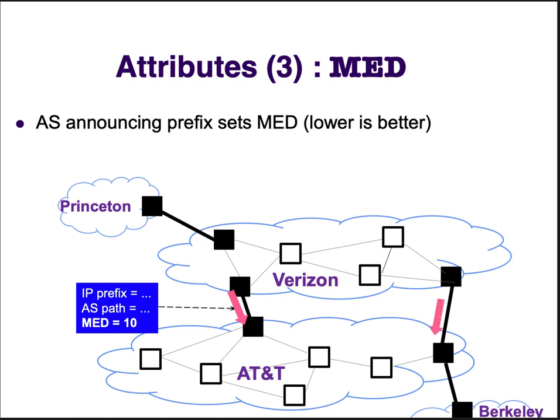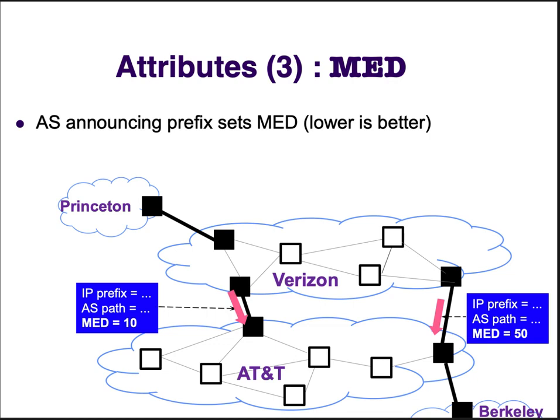Okay. And when it does it on the West Coast, it's going to give it a MED field that's higher, let's say 50. Okay, so if you think of these as costs, like our least cost routing, it's kind of trying to say the link on the East Coast has a lower cost. Does this make sense? And so now AT&T, when it hears it, has the option of saying, Verizon is trying to tell me to use this link here on the East Coast.